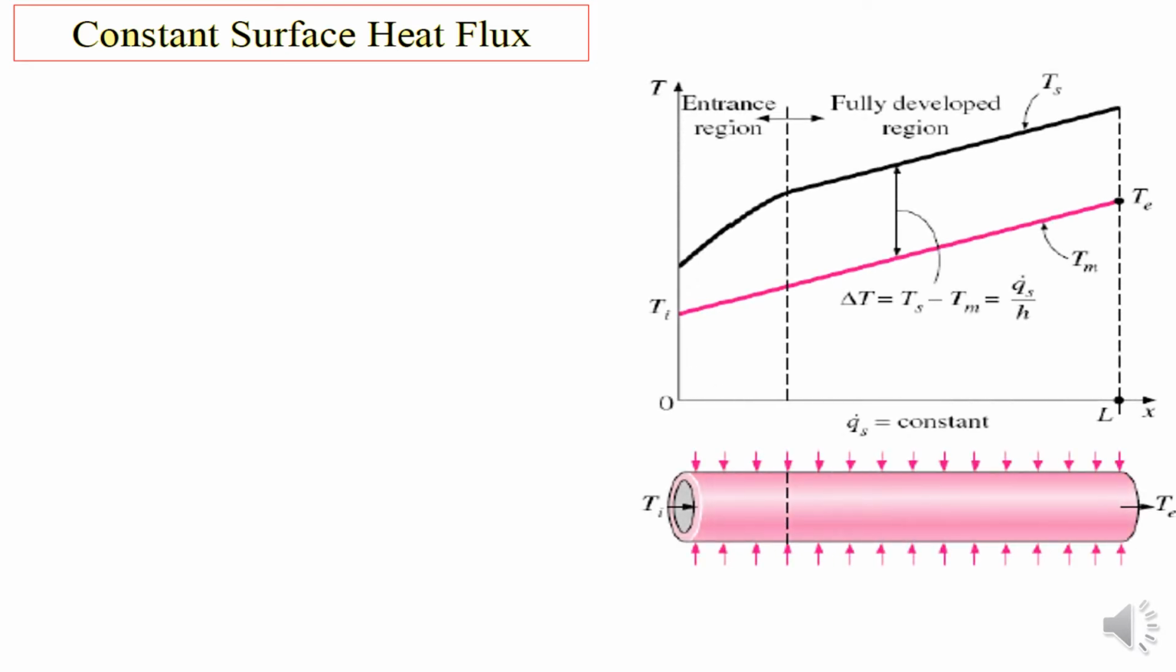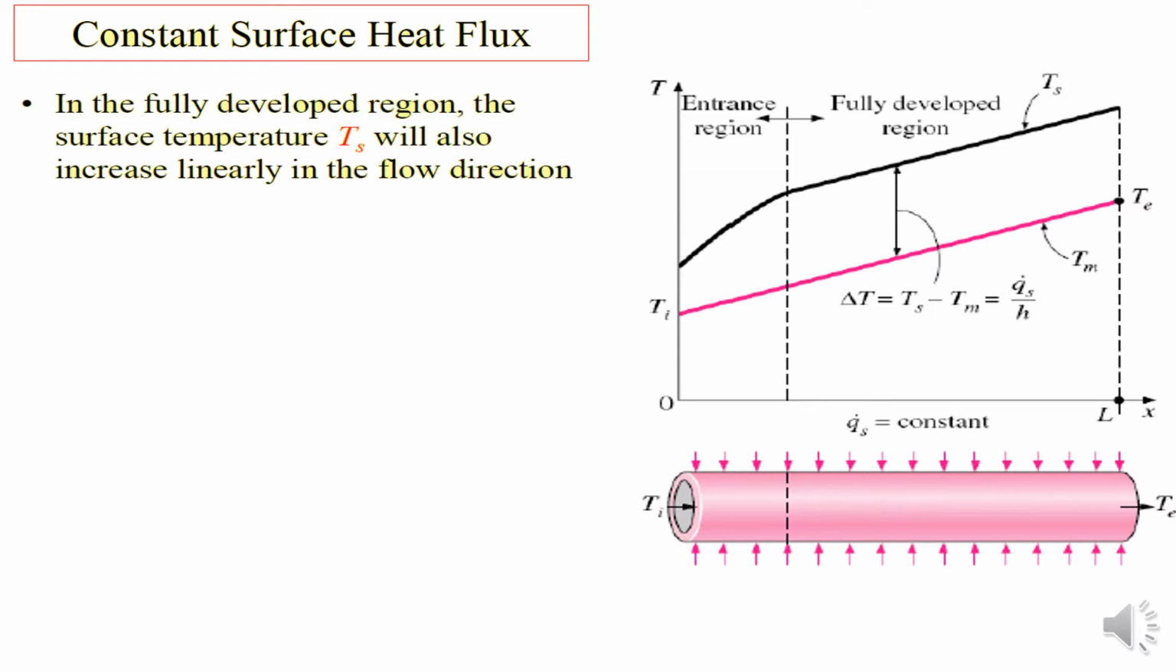Constant surface heat flux. As you can see on your right hand side, we have a temperature versus distance plot for the boundary condition of Qs equal to constant. We have two lines, black and pink. The black line is the surface temperature and the pink line is the fluid temperature. In the fully developed region, the surface temperature Ts will also increase linearly in the flow direction. As you can see in the figure, in the fully developed region, the Ts, which is the black line, increases linearly with the distance x.